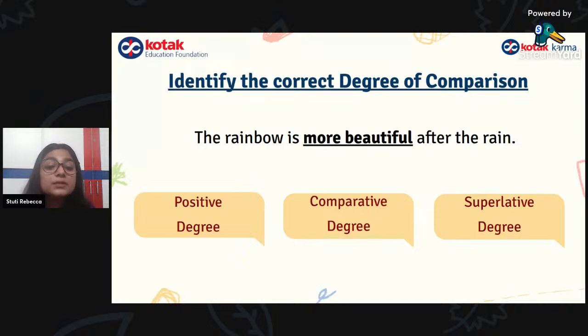Now, here is the next one for you. The rainbow is more beautiful after the rain. Your options: positive, comparative, and superlative degree. What do you think it is? Keep on typing in the chat box, everyone. Very well. I can see correct answers from each one of you. Yes, it is comparative degree because we have more beautiful in it, right?